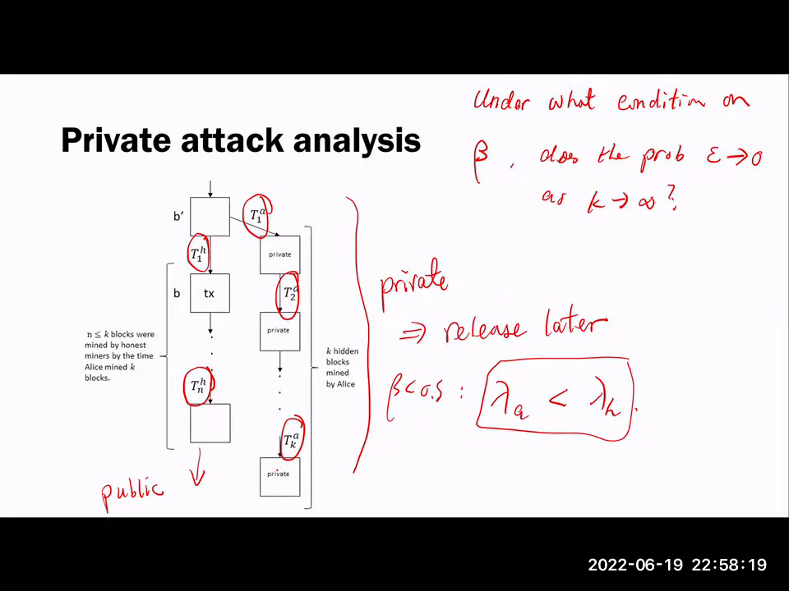The confirmation rule is that everyone looks at the longest chain, the longest branch in the local tree, and chops off K blocks from the tip and confirms the ledger to be the prefix of the remaining longest chain. Okay, Navin, do you think I have answered that question?